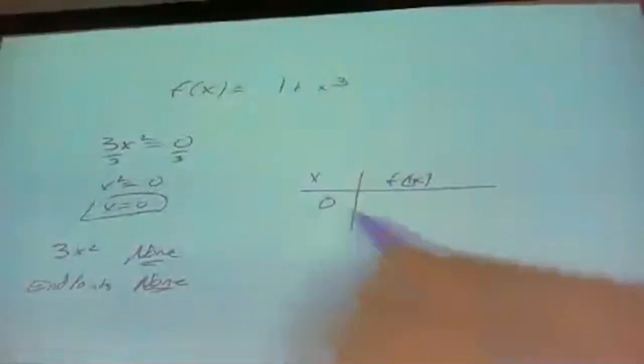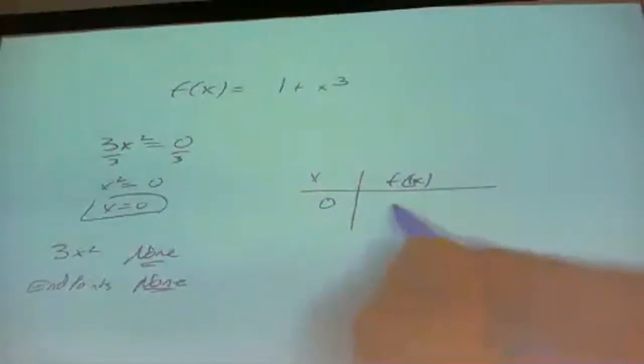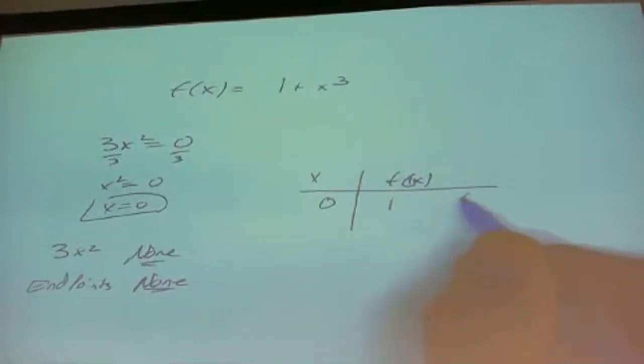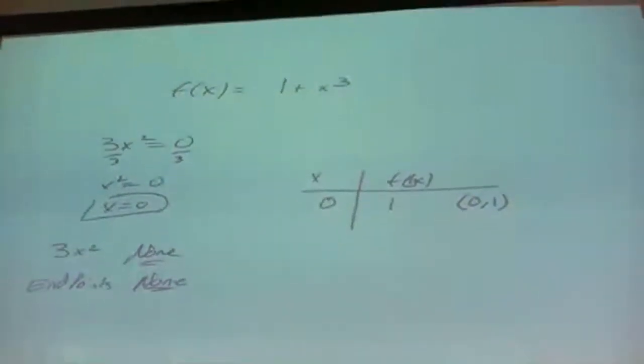If they did say that this is only good from 0 to 4, something like that, we would graph that way and check those out. So the only place I need to go look is 0. And when you plug 0 into the original, what do you get? 1. So the place I need to look is 0, 1.